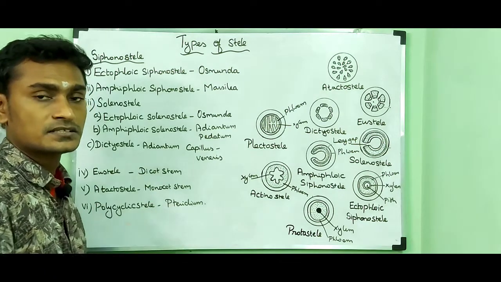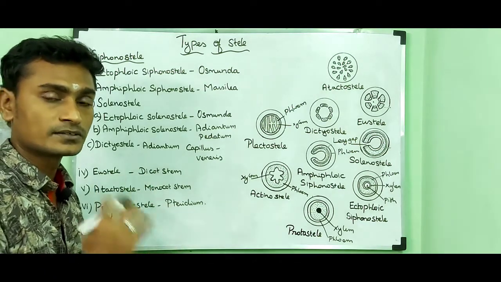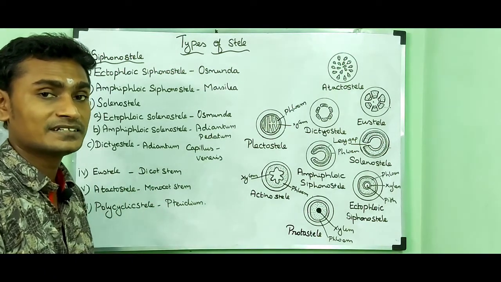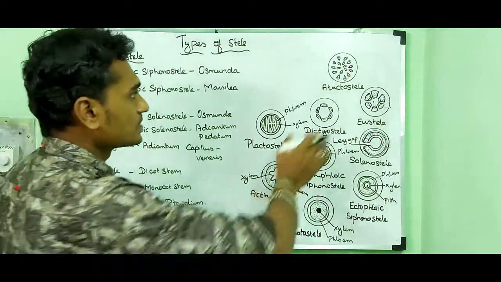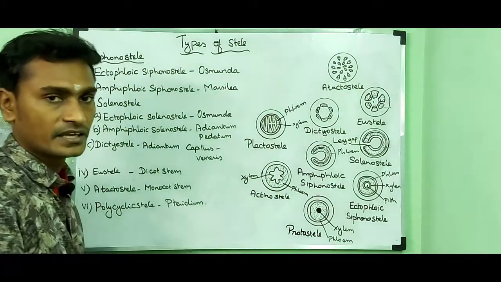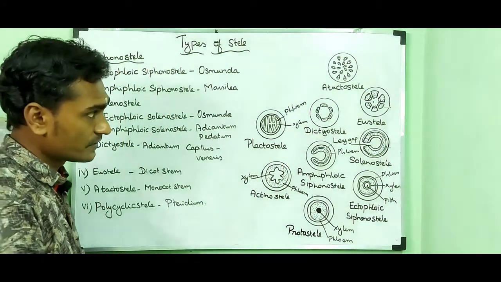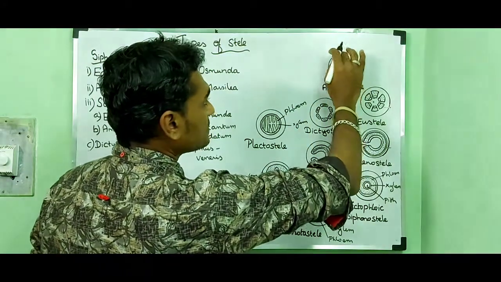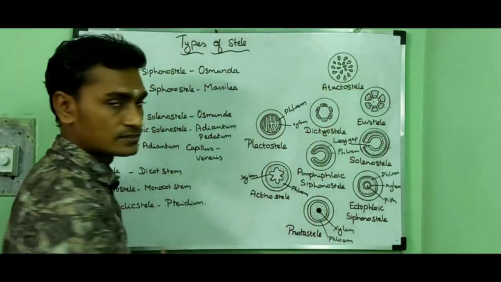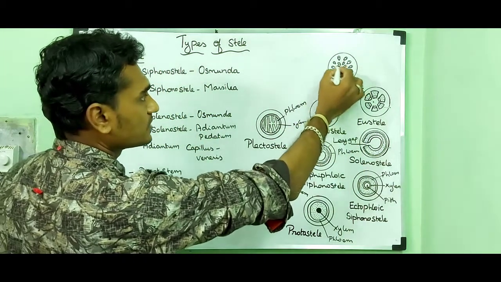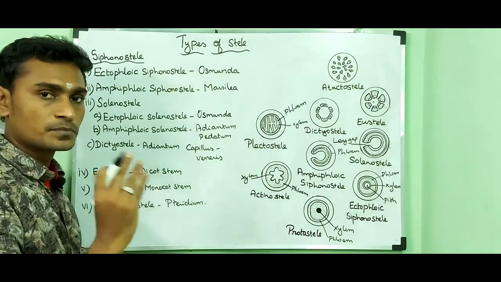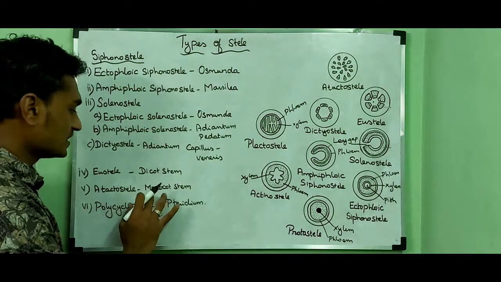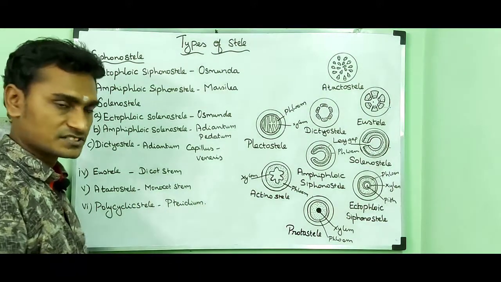Atactosteel means the steel is split into distinct collateral vascular bundles, and those vascular bundles are scattered in the ground tissue. So this is the structure of atactosteel. Here the vascular bundles are scattered in the ground tissue, and that type of steel is found in monocot stem, for example.